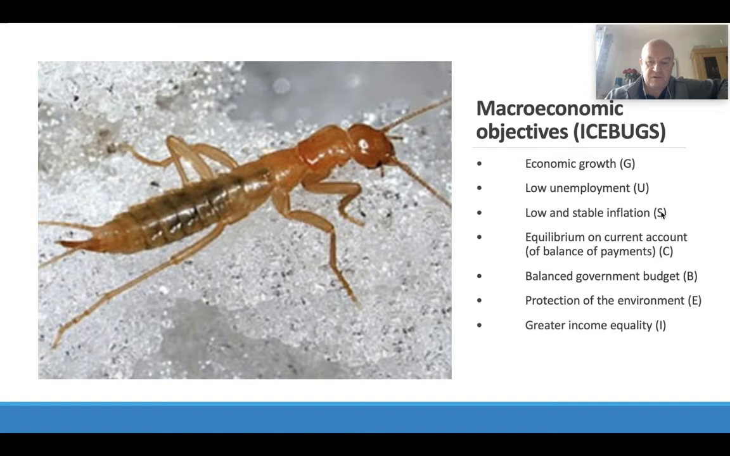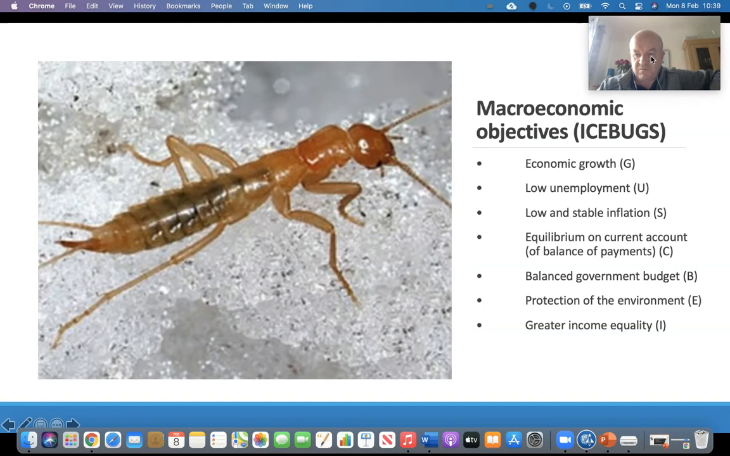So I'm going to give you some options to consider. Okay. The first one is icebergs, which some of you may have come across. It's a bit of a weird one as to what is an iceberg, but it's a good way of remembering different types of macroeconomic objective. Okay, so the different macroeconomic objectives that a government might set for itself are economic growth, low unemployment, low and stable inflation, equilibrium on the current account of the balance of payments, achieving a balanced government budget, protecting the environment, and providing greater income equality.